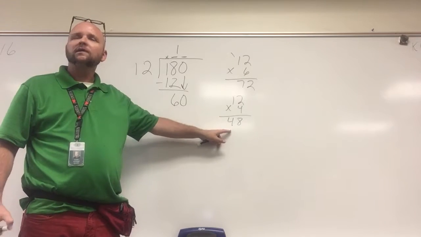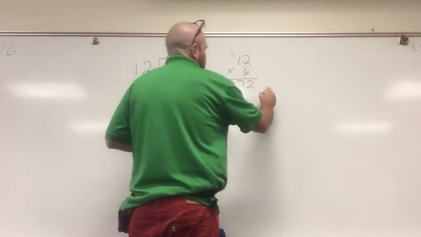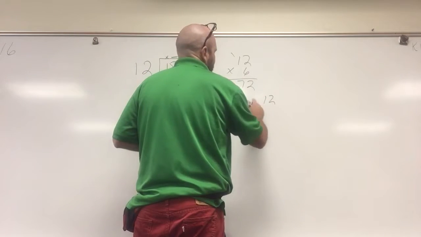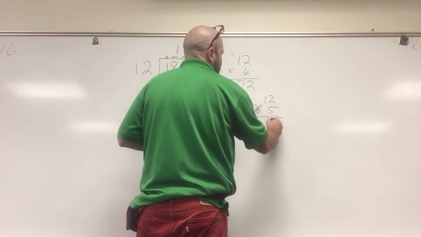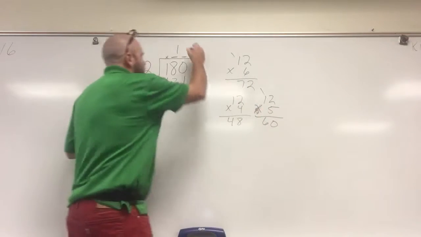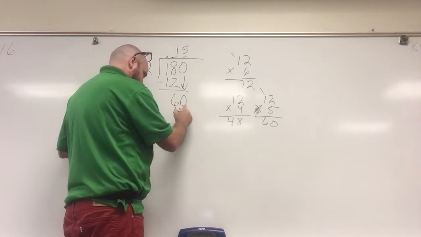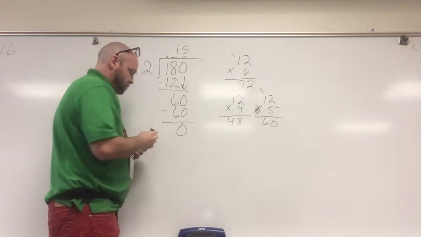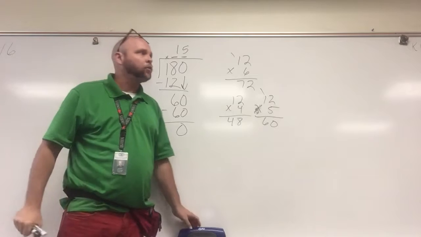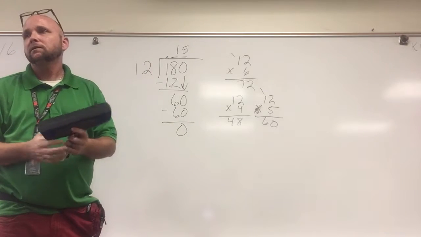That looks too low, doesn't it? So 5. 12 times 5. 10, carry the 1, 60. I got it correct. 12 times 5 is 60. Subtract, we get a 0. So I get a quotient of 15.